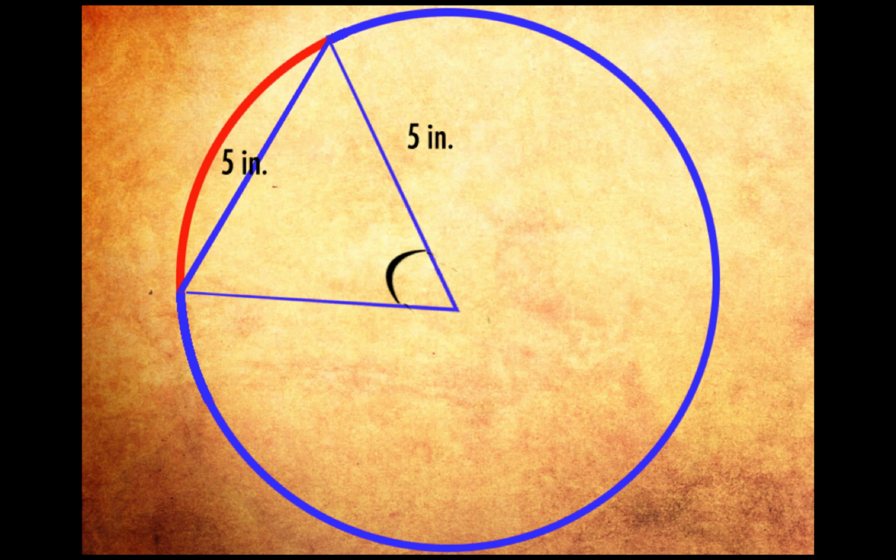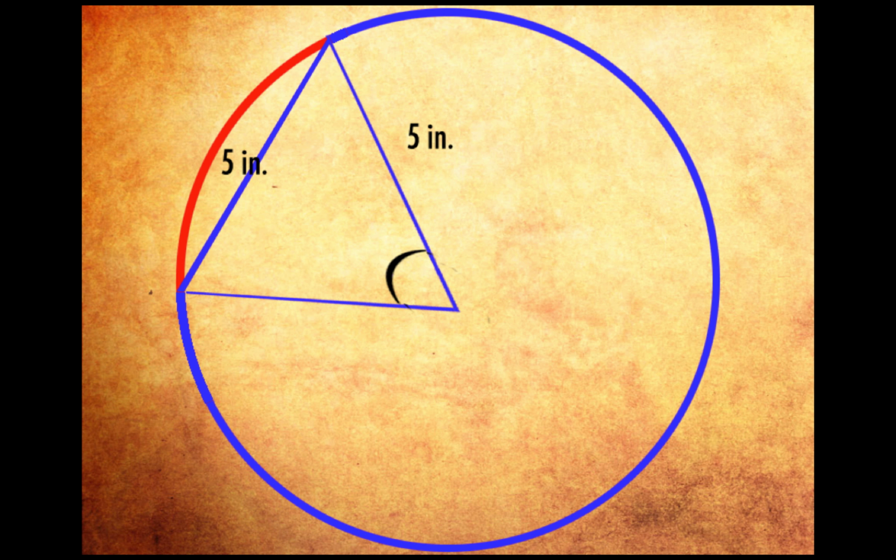Okay, so I'm going to put back the equilateral triangle. Okay, so if this is the angle, so that this is 5 and this is 5, then this is 60, right? That's what they did.